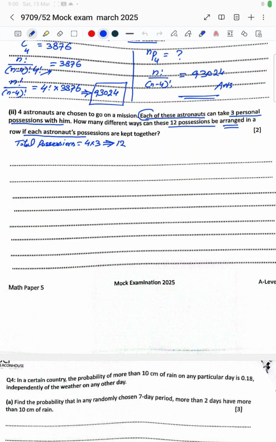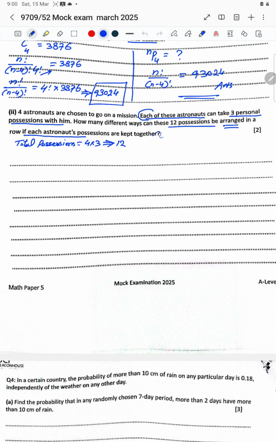Welcome to the second part of the mock paper 2025. This is part 2 of question number 3b. Each of these astronauts is taking 3 personal positions. So it is very clear that each of these astronauts takes 3 personal positions. There are 4 astronauts, 4 times 3 each, so we get 12 total positions.